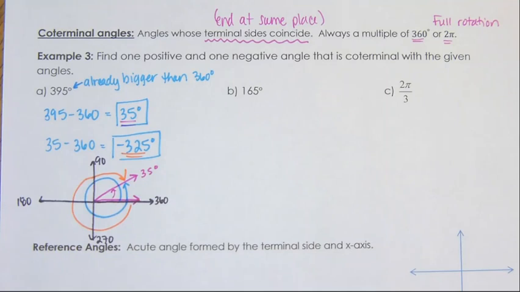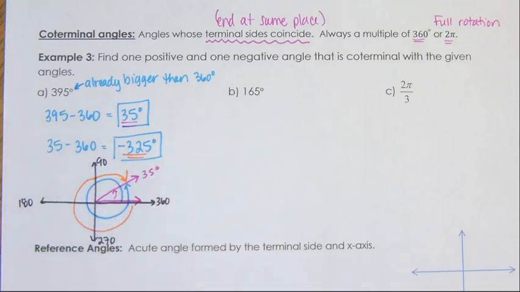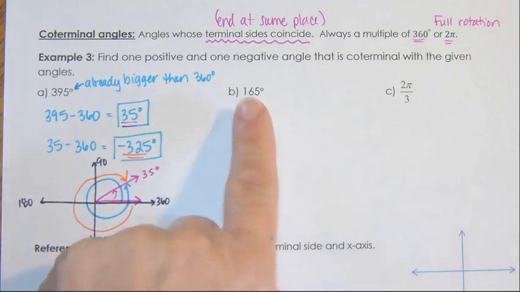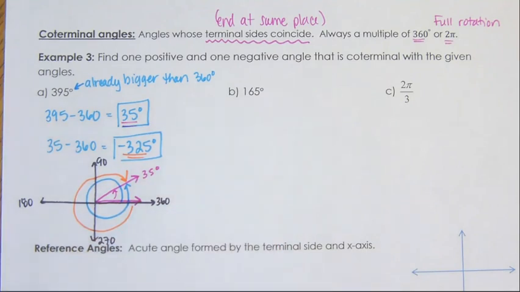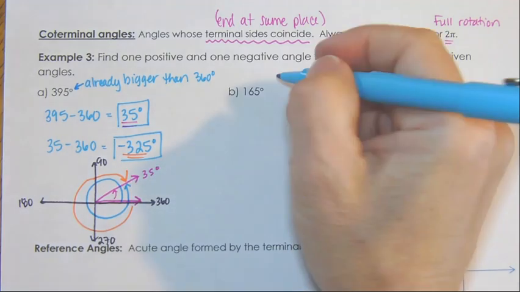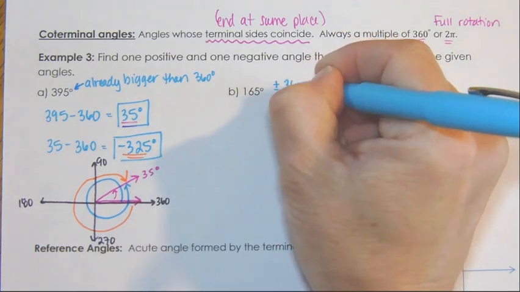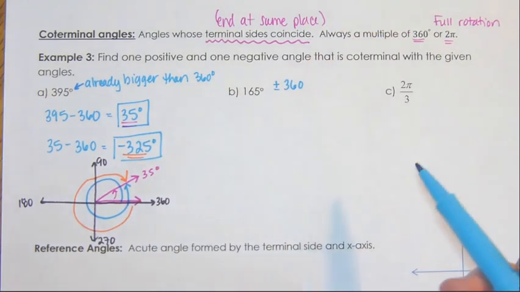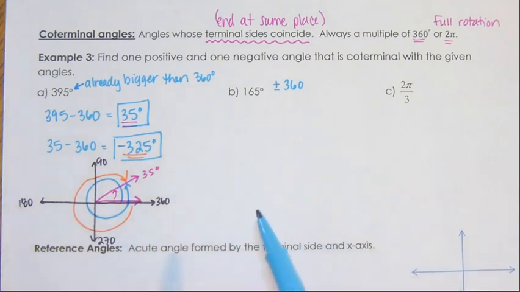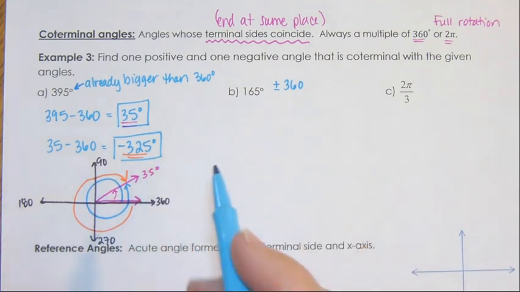All right, so I'm not going to do that again. We're just going to find a positive and a negative angle that would be a coterminal angle as 165. Since that's in degrees, we're just going to add and subtract 360. Sometimes you keep adding 360, sometimes you keep subtracting 360. Just keep doing it until you get a positive and a negative answer.